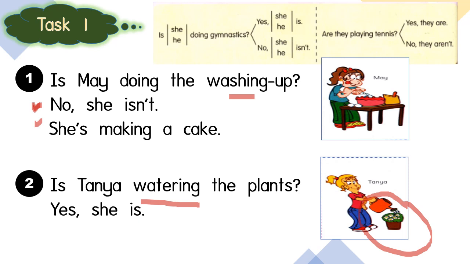Make sure to use are for plural subject. Okay, we use is here because our subject is singular, and you must bear in mind that if the subject is plural, we use are, and if the positive answer, we say yes, and if the negative one, we say no, they aren't. Okay, so let's start writing. Don't forget to write day and date before you start doing your tasks.